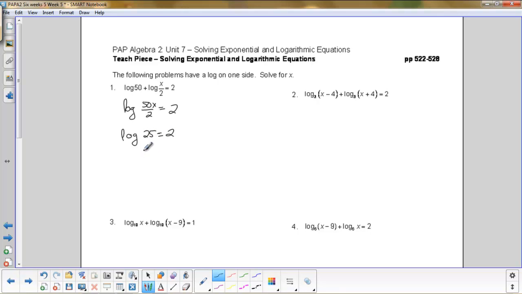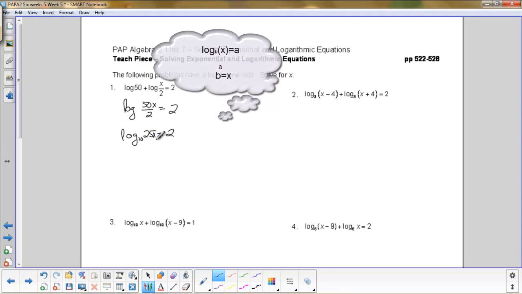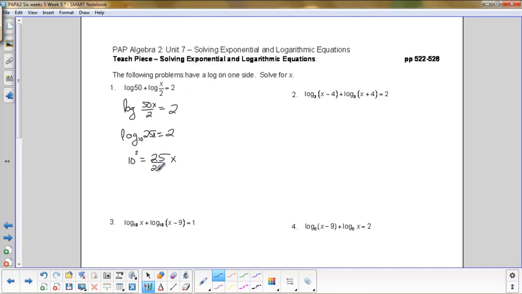Recall up to this point we would notice that the logs had the same base on both sides, drop the logs, and what was left was our answer. Today that can't be the case, so instead we've got to switch into the exponent version, and that's going to be 10 squared equals 25x. Dividing both sides by 25, I get 100 divided by 25, which is 4.